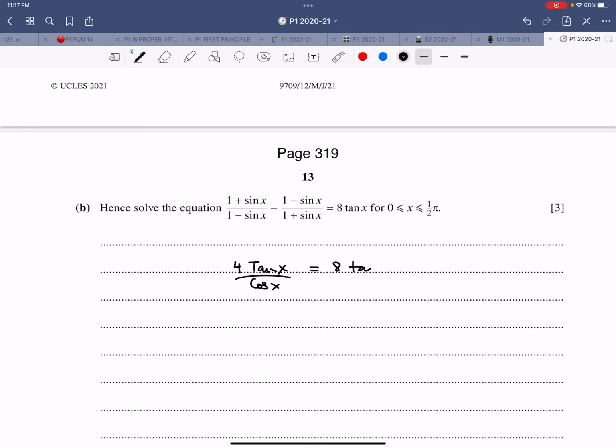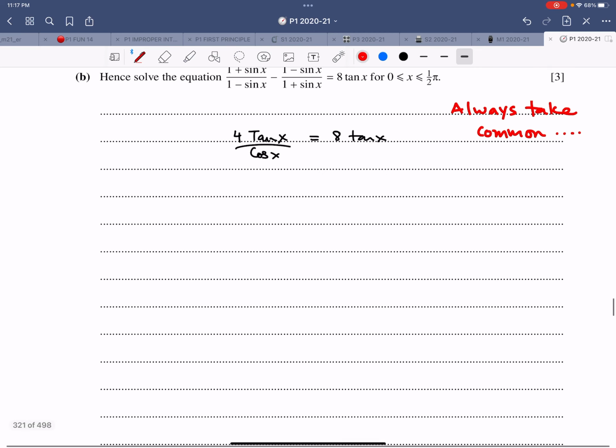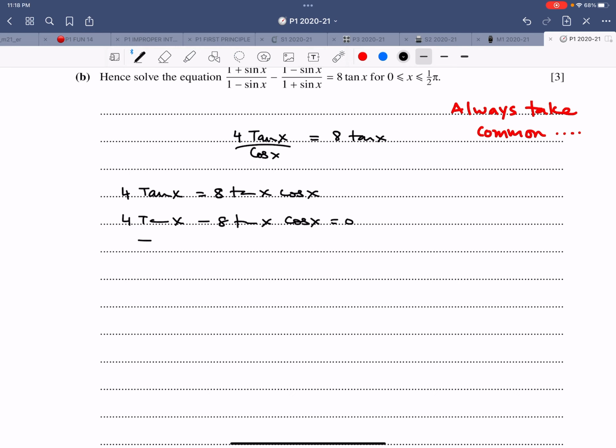Now remember this thing, a very golden rule. Always take common whenever there is a possibility of taking common. So when you take common, you don't lose half of your solution. So basically 4 tangent x equals 8 tangent x cosine x, and 4 tangent x minus 8 tangent x cosine x equals 0. Tangent x common, 4 common, 1 minus 2 cosine x equals 0.